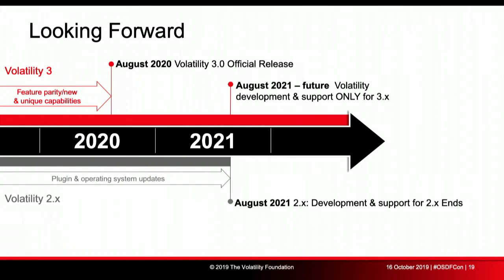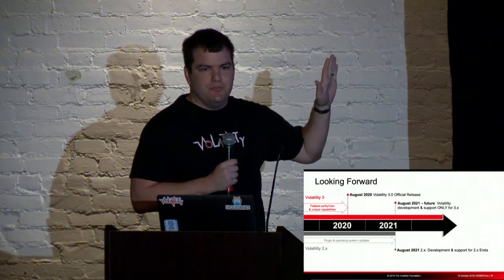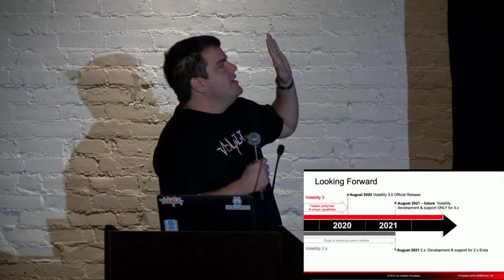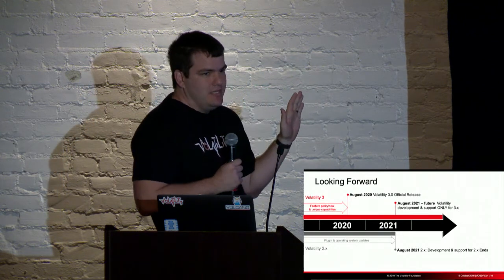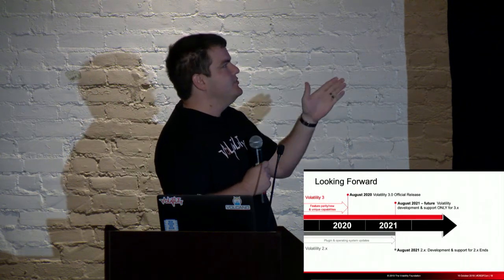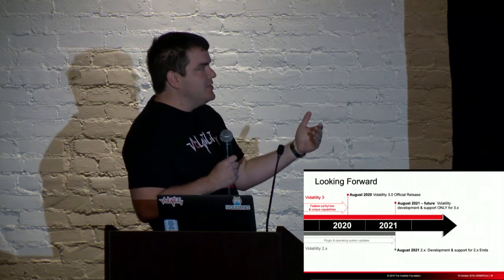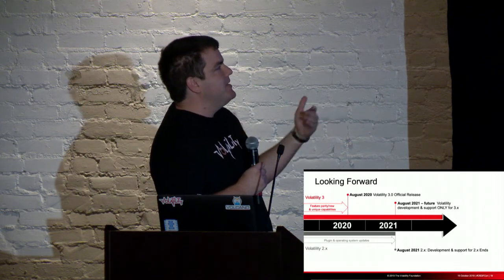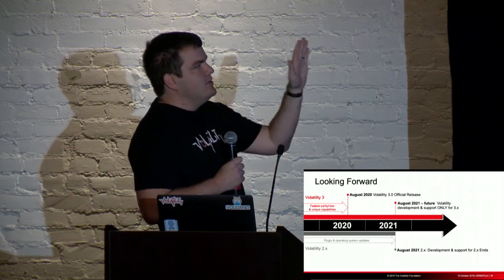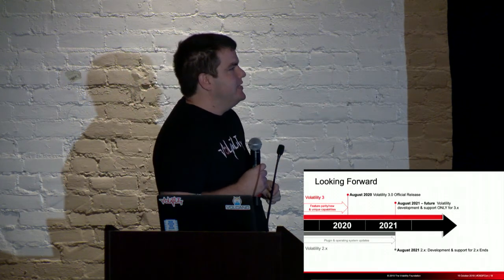And then finally, looking forward, like I said, Volatility 3 is under very active development. We're going to talk about that more on the next slide. The goal is by August of this summer, so August 2020, will be the first official 3.0 release. So that is where we will have feature parity with Volatility 2. So everything you can do in Volatility 2, you could do in Volatility 3, but it'll be quicker. And if you're a programmer and you want to do it programmatically, it'll be a lot simpler. And then also these unique capabilities that I presented.